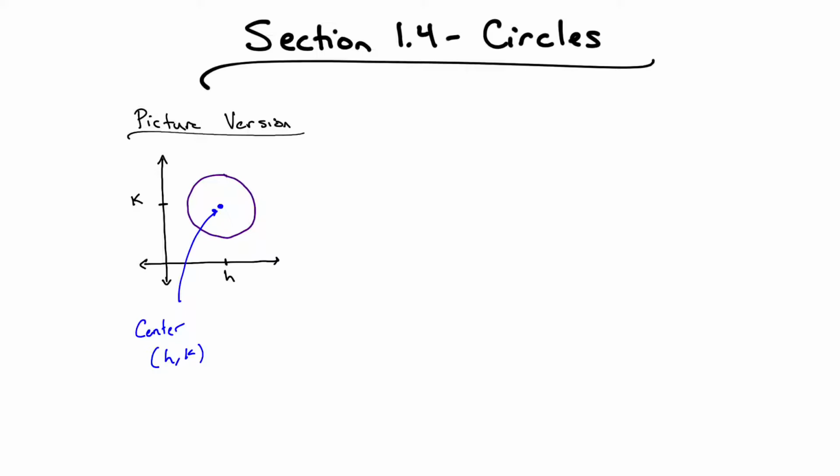And then, if you have any line connecting the center of the circle to the actual circle itself, that distance is the radius, which we denote r, lowercase r. Sometimes we denote it capital R, but lowercase r is what in most books we use. So that's the picture version in a Cartesian plane. So the question is, how should that correspond to an algebraic equation? So that's the next part, the equation version.